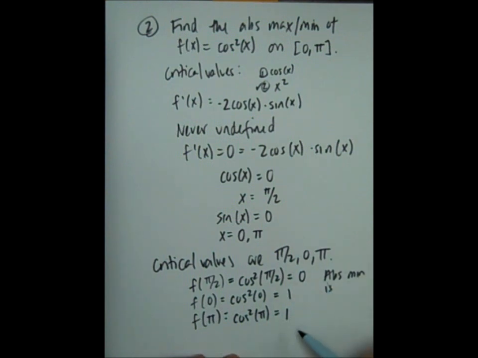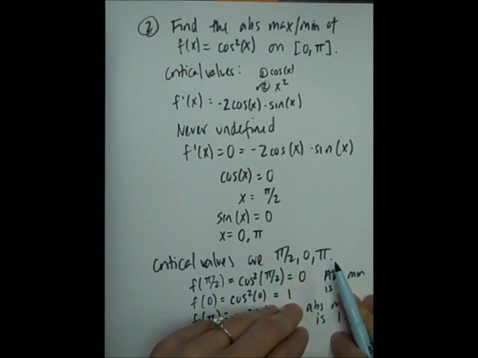So, of these three values, what's the smallest? That would be 0. So my absolute min is 0, and my absolute max is 1. It doesn't matter that it repeats. All that matters is whatever was the largest one. So my absolute minimum is 0, my absolute maximum is 1. So that's how you find the absolute minimum and absolute maximum.